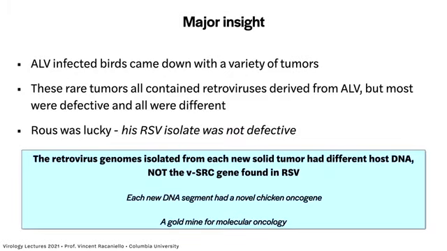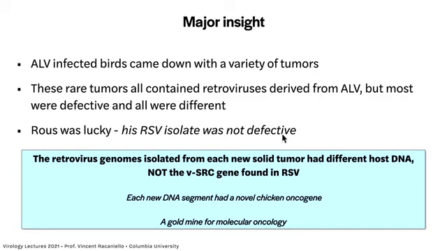All infected birds, after their leukemia, come down with a variety of tumors, not just sarcomas, but other types as well. Bishop and Varmus studied the sarcoma, but other people studied other kinds of tumors. And these tumors all have retroviruses that are derived from ALV, but they have a variety of host genes that are substituted. Now, most of these viruses are defective because the addition of the oncogene has removed viral genes. But Rous was lucky. Can you imagine? His virus was not defective. It had all the viral genes plus an oncogene.